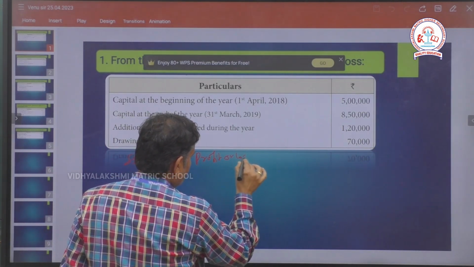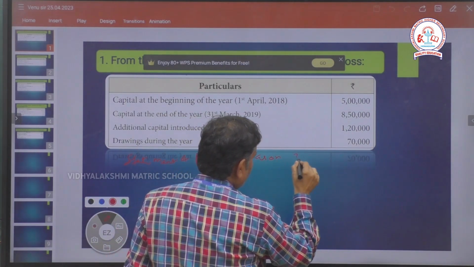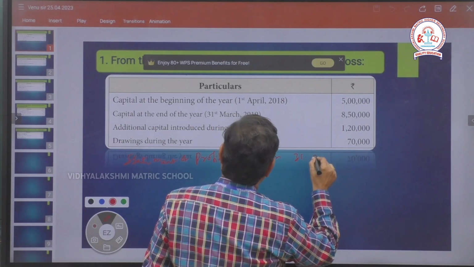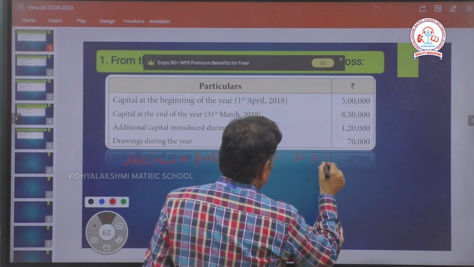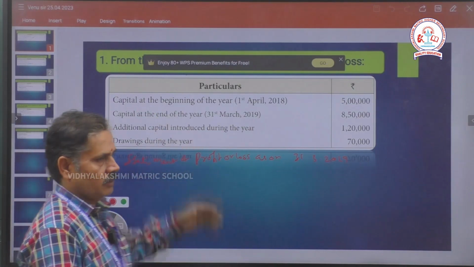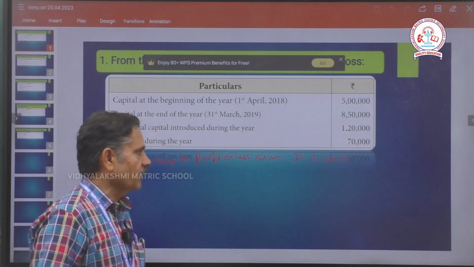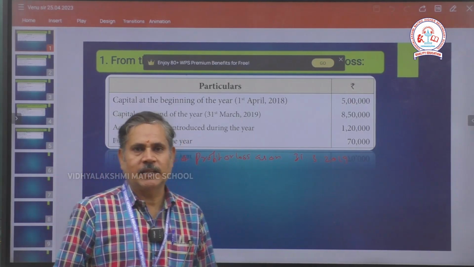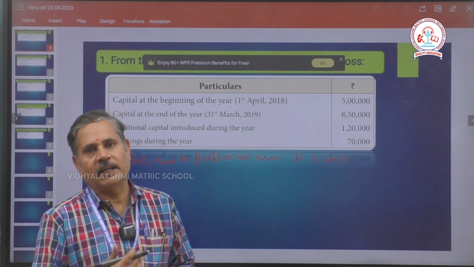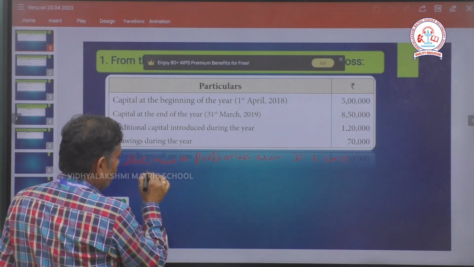Statement of profit or loss as on 31/3/2019. See, in our question it is given, based on that we are now preparing the statement of profit or loss as on 31/3/2019. So what is the formula, sir? How do we identify it? The formula is: first we will take closing capital.